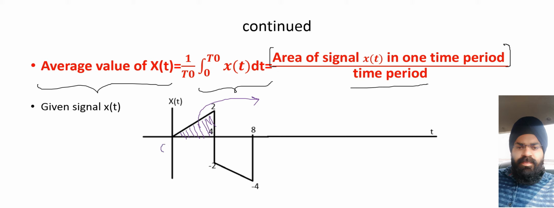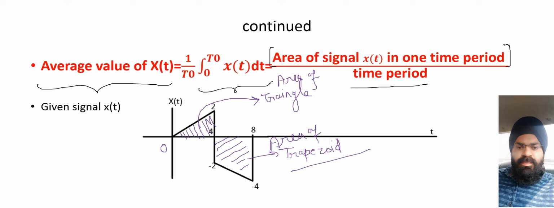From 0 to 4, this is a triangle. So I have to calculate the area of the triangle from 0 to 4, and from 4 to 8 this signal is a trapezoid. So I have to calculate the area of the trapezoid from 4 to 8, and I will divide by 8, because 8 is the time period, and I will get my answer.